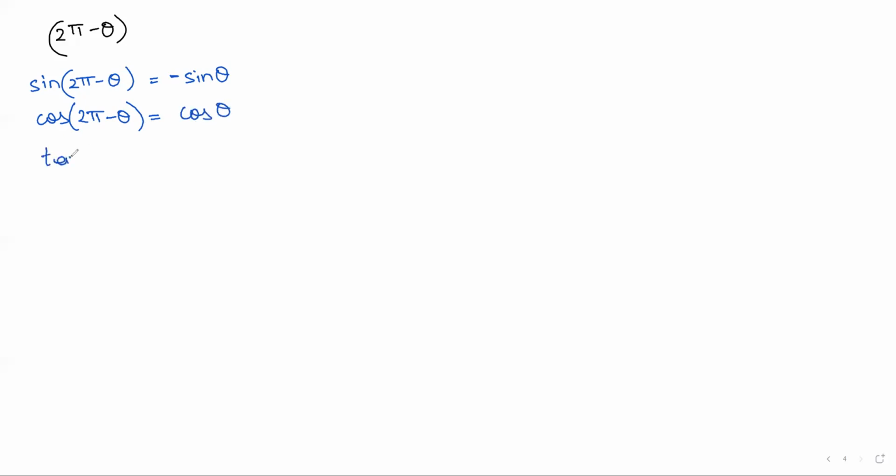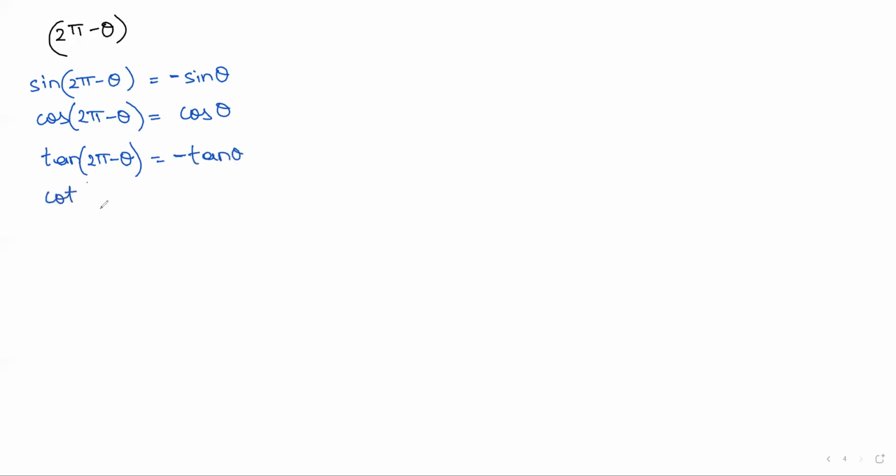The fourth quadrant can also be represented as 2 pi minus theta. So sine of 2 pi minus theta is equal to, this is in the fourth quadrant, sine is negative, minus, and sine remains as it is, sine theta. Cos of 2 pi minus theta is equal to, cos is positive, so positive cos theta. Tan of 2 pi minus theta is equal to negative tan theta.